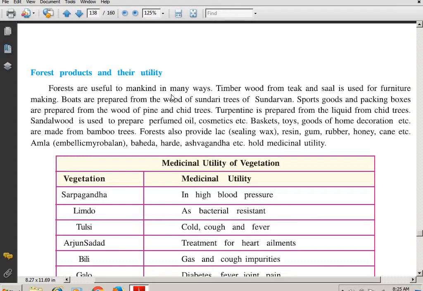Forests are useful to mankind in many ways. Please underline, students, timber wood from teak and sal is used for furniture making. Boats are prepared from the wood of sundari trees of Sundarvan. Underline the sundari trees and Sundarvan. What has been prepared from the sundari trees? The boats, whereas teak and sal are used for making furniture.